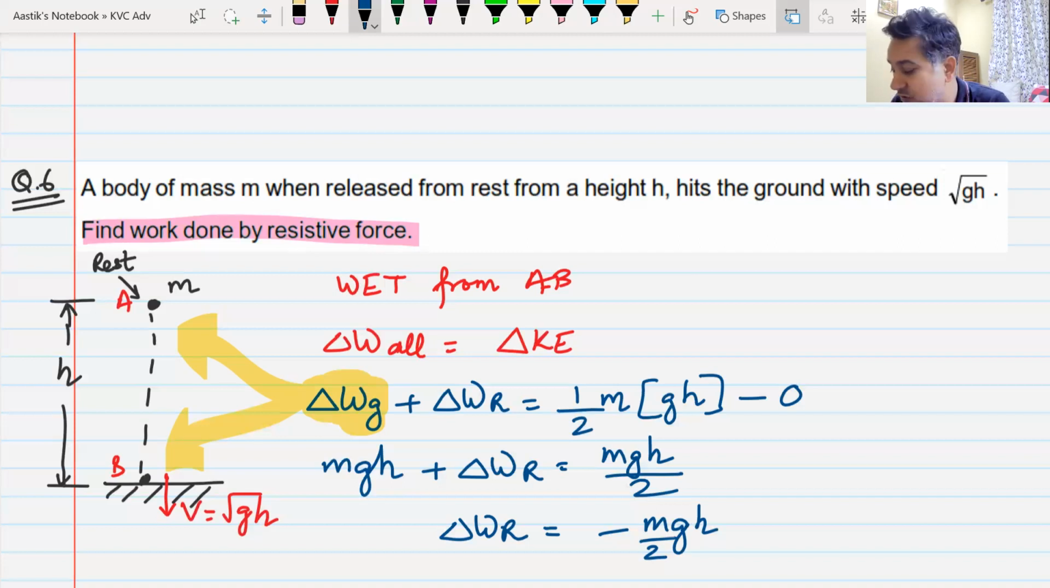I hope you understand. You can always find the work done by any force. Work done by the force does not depend on how that thing is moving, whether it is moving with constant acceleration, variable acceleration, or whatever. Work done by the force is always the integral of F dot dr, which can be easily calculated. Here we have calculated it in a different way. We did not know how much is the frictional force, how much is the resistive force, but we have calculated it using the power of the theorem, which is known as the work energy theorem. Do we understand this? Yes or no? Yes, sir.